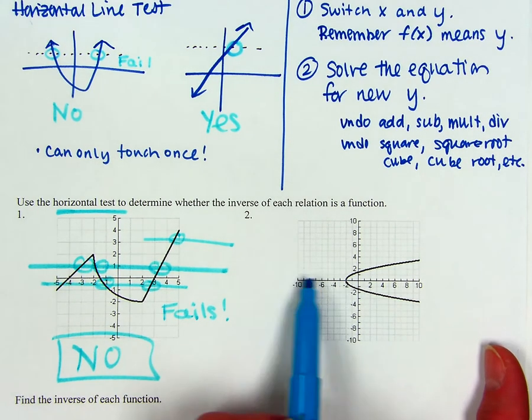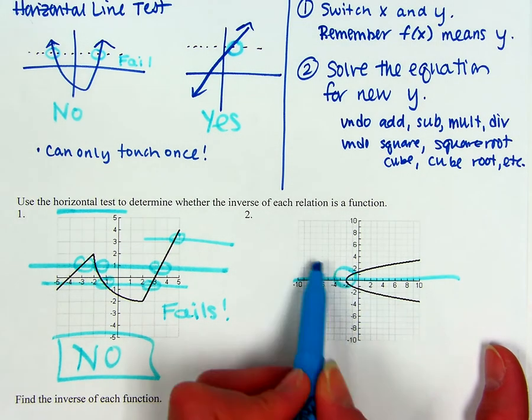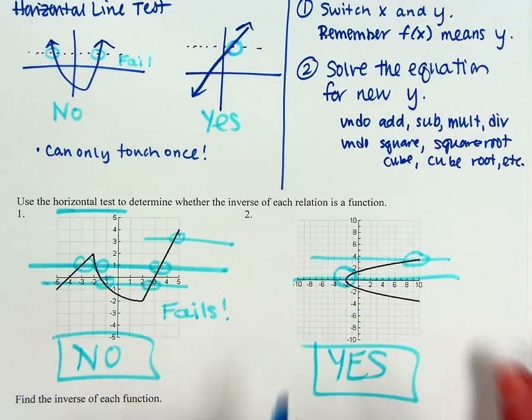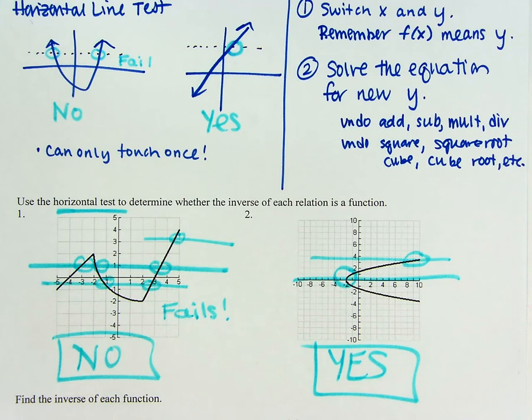All right, this horizontal line here only touches once. Even if I drew a horizontal line up here, it only touches once, so that's okay. You could remember this from last semester. We did the vertical line test. That tests the original graph. The horizontal line test tests the inverse.